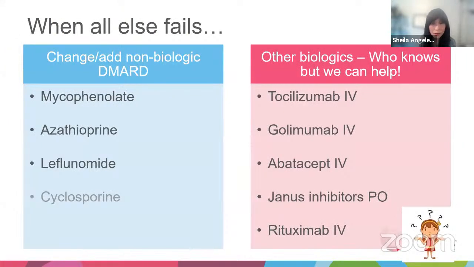When those are failing, some other strategy you can do is to change the DMARD, or if you're having difficulty getting another biologic, adding another non-biologic DMARD. So some studies have shown the use of mycophenolate, azathioprine, leflunomide, and cyclosporin. I'm a little more cautious with cyclosporin due to the many side effects. And then for the other biologics, there have been RCTs on tocilizumab, but really to know which of the next medication to use is probably through experience. And I also like to think about the underlying systemic disease that a child has.